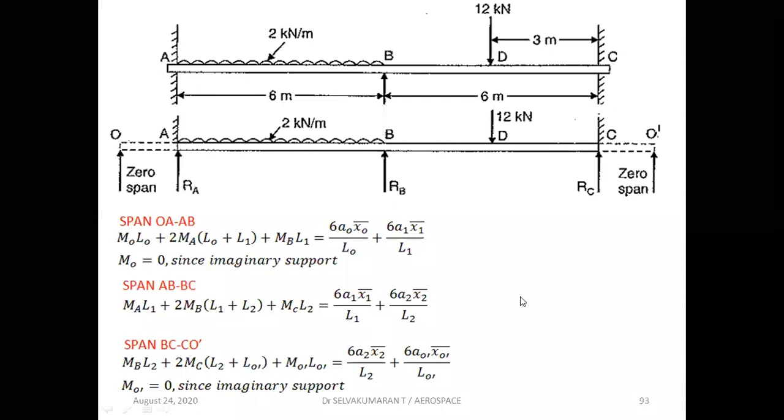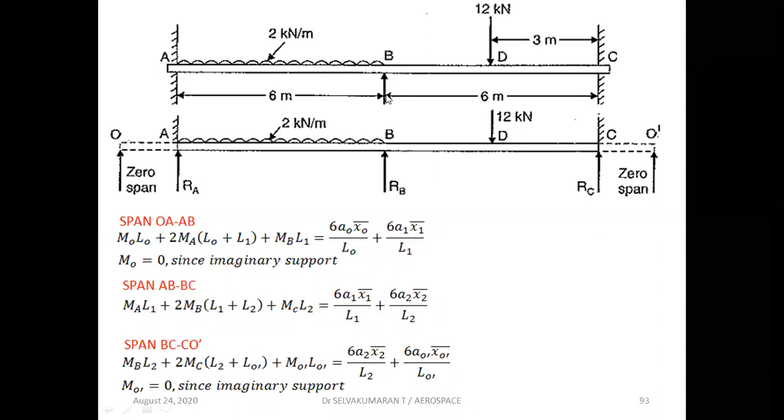Okay, so we'll pass on to the next problem. Here both ends are fixed, you can see it is fixed at A and C. In between we have one intermediate support. As I told you already, whenever you get a fixed support, according to Clapeyron's theorem, we have to introduce an imaginary support or imaginary span.